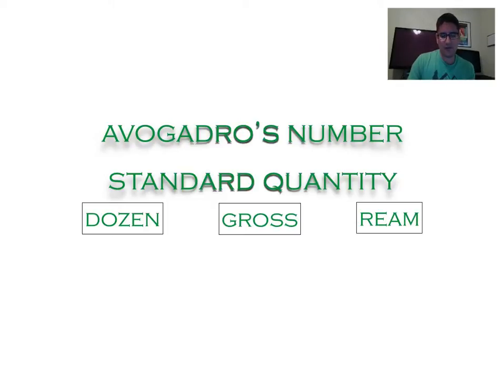So every time you hear the word dozen, you know automatically that that means 12. And a gross, you may actually not know that one. That's not one that's as commonly known, but that's 144. And a ream, do you know how much is in a ream of paper? It's 500 sheets of paper in each ream.